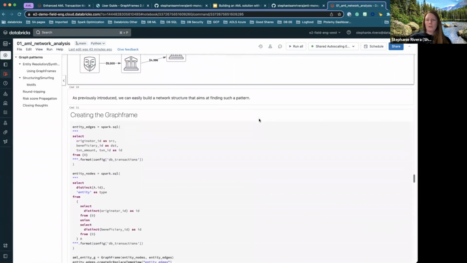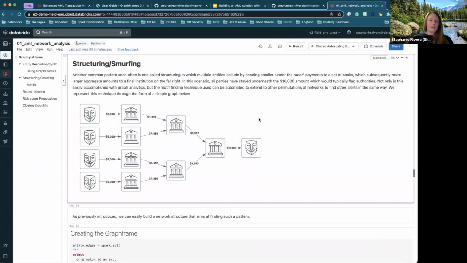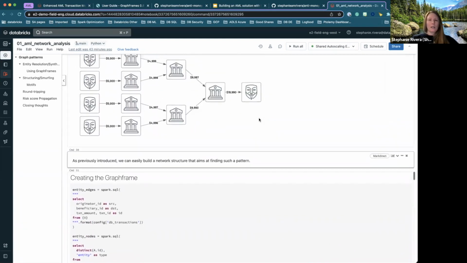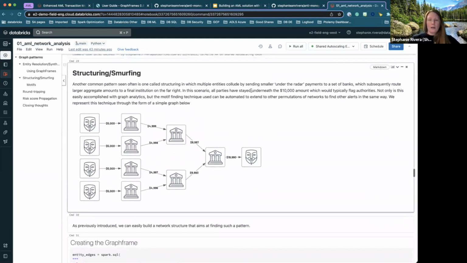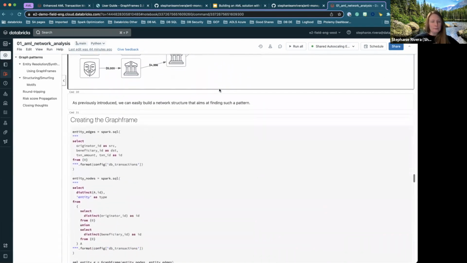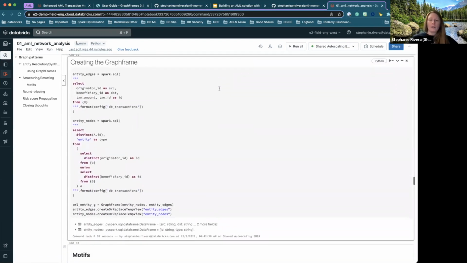So again, we want to build a graph, especially if you're looking at the smurfing structuring graph here, you can see why it makes sense to use GraphFrames for this. Oh, one other key piece is that money transferred under the amount of $10,000 doesn't get flagged. And so a lot of times that's why you start with smaller amounts of money before moving bigger amounts of money in the end. Okay, so here, nothing special. We're really just creating those edges and those nodes together so that we can use a GraphFrame.